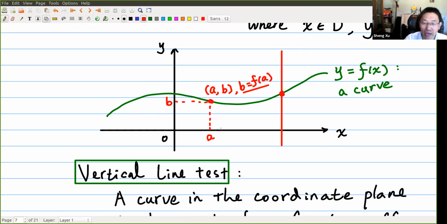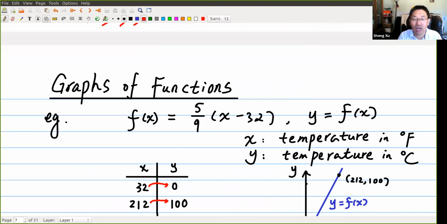Then you can connect all these points. Then you see this kind of beautiful curve here, right? This beautiful curve, this green curve, is called the graph of this function. So now you see the function can be presented in two manners. One is algebraically, as an expression, say 5/9 times x minus 32. That's an algebraic way to give you a function. Or you can present a function as a curve, as a graph, okay?